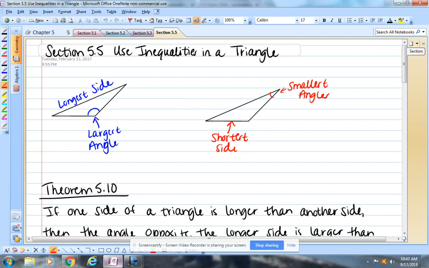So the largest angle is across from the longest side. Always, always. It does not touch it. Likewise, the smallest angle is across from the smallest side. So the smallest angle is always across from the smallest side. The largest angle is always across from the largest side. And the one in the middle is across from the one that's in the middle for the sides too.